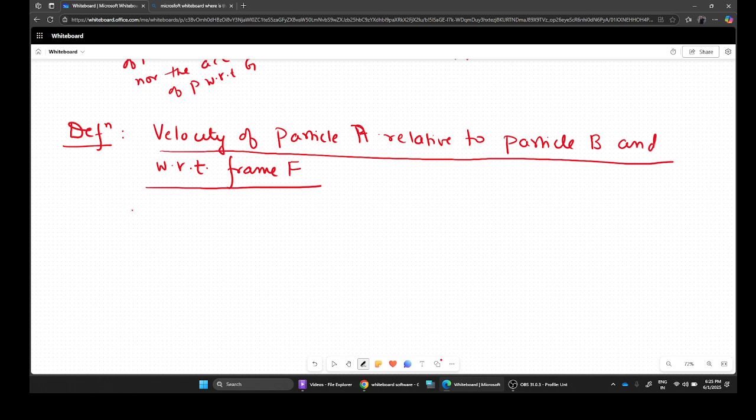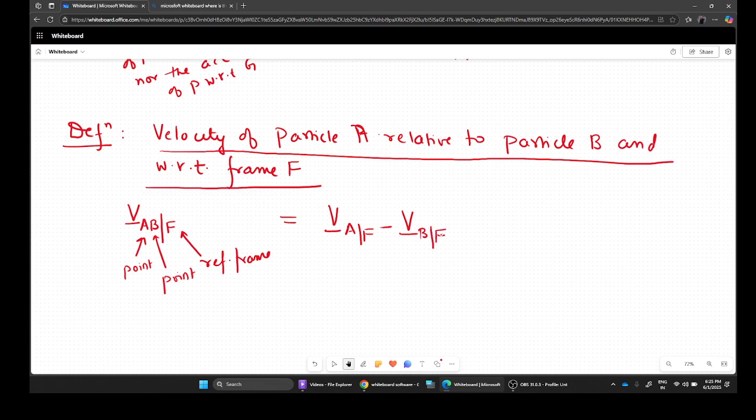How do we define this quantity? First, I put the symbol. This quantity will be denoted by this symbol, where this is a point, this is also a point, and this has to be a reference frame. This is defined as the difference between the velocity of point A with respect to F and point B with respect to F.